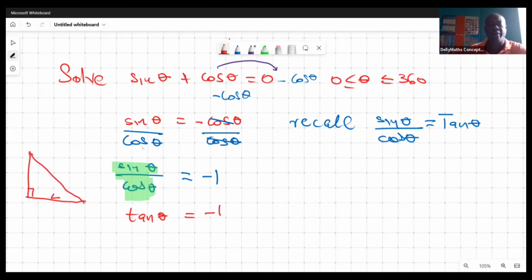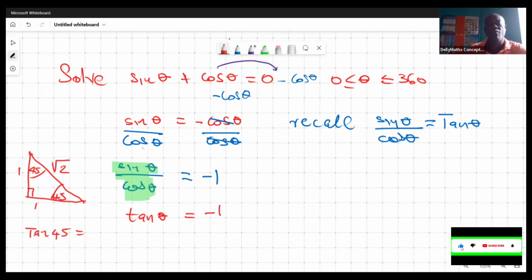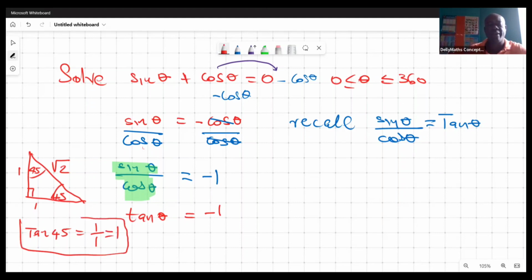So with the 45, 45 here, 1, 1, the root of 2, I'm seeing that the tangent of 45 is opposite over adjacent. This is going to give me 1 over 1, which is 1. Now I'm going to use this to my advantage. The acute angle that is linking to 1, theta, is 45 degrees. Now remember, we have to focus on the real thing here. This is not positive 1, it's a negative 1.